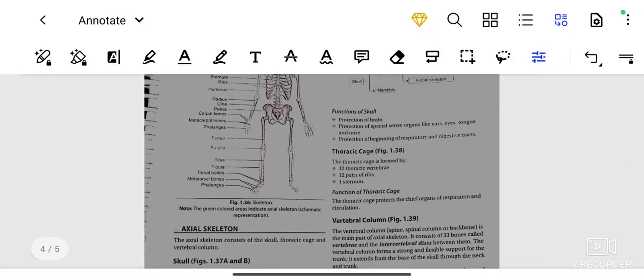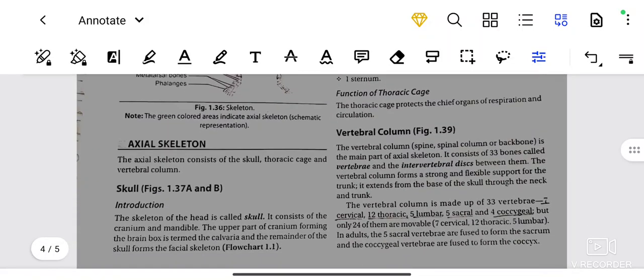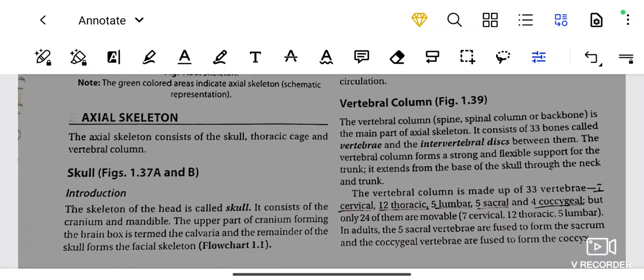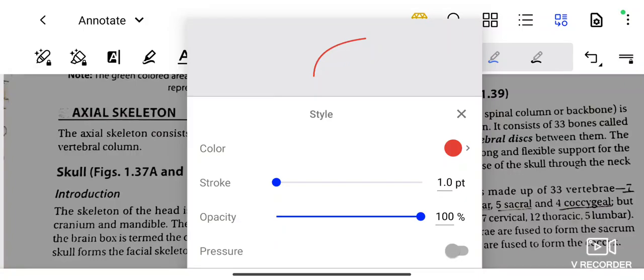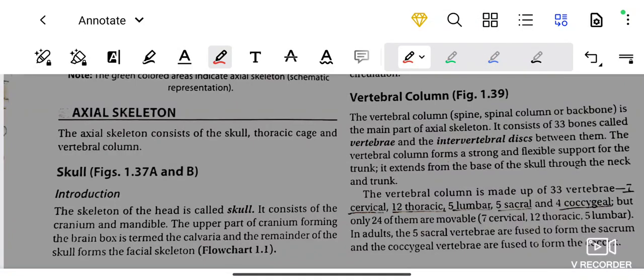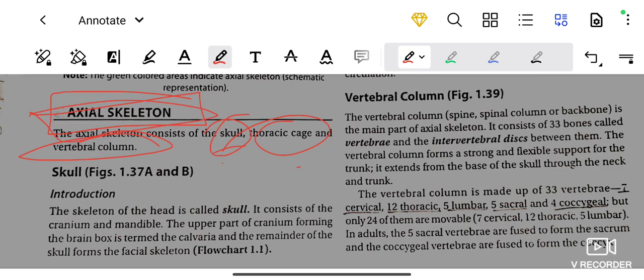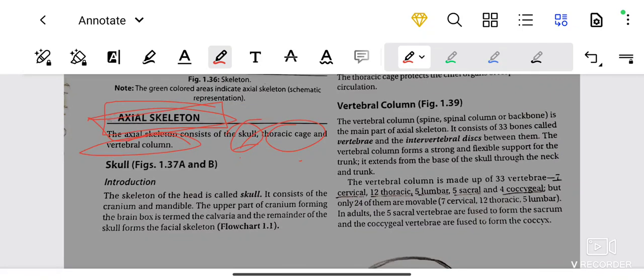The first type of skeleton system is the axial skeleton. What is meant by axial? In this section, as I told earlier, we can see three main components: skull, thoracic cage and vertebral column. This is the axial skeleton, and in it we will first discuss the skull.